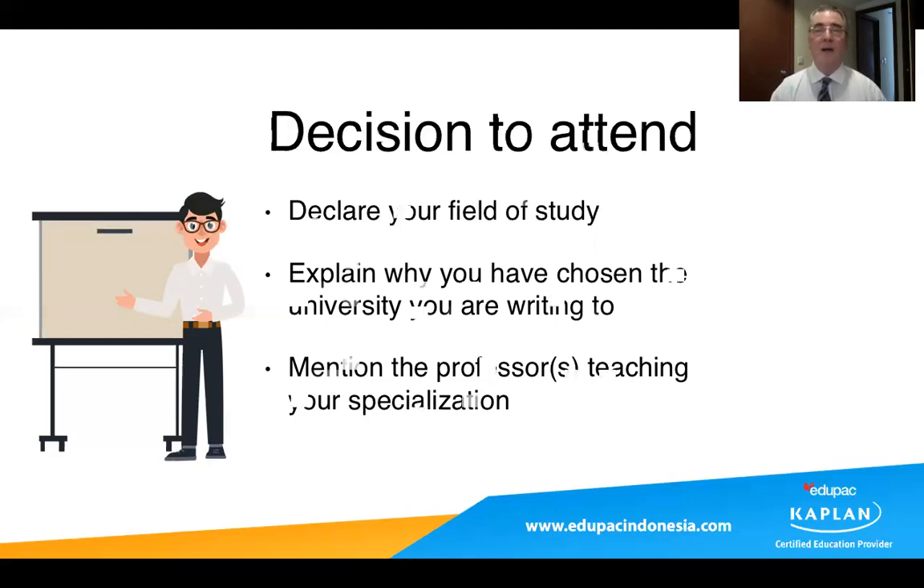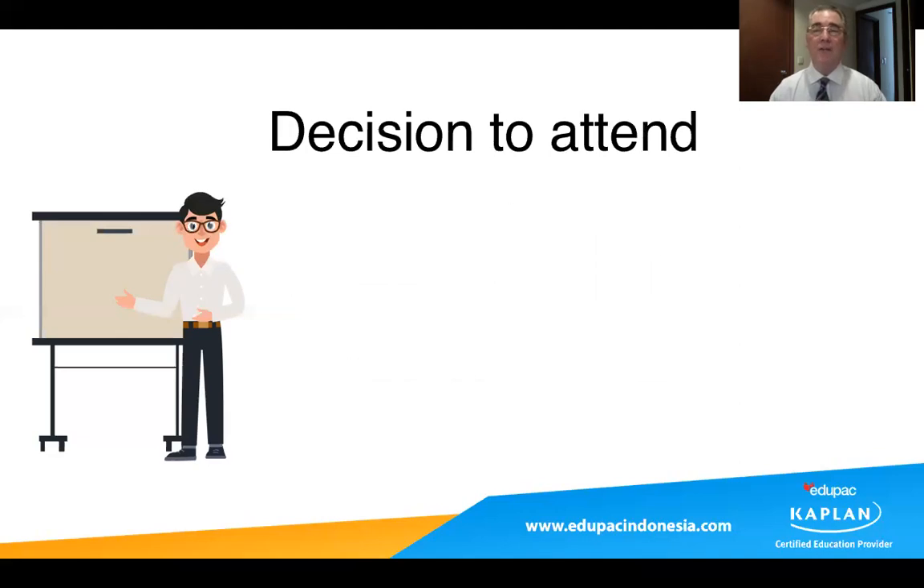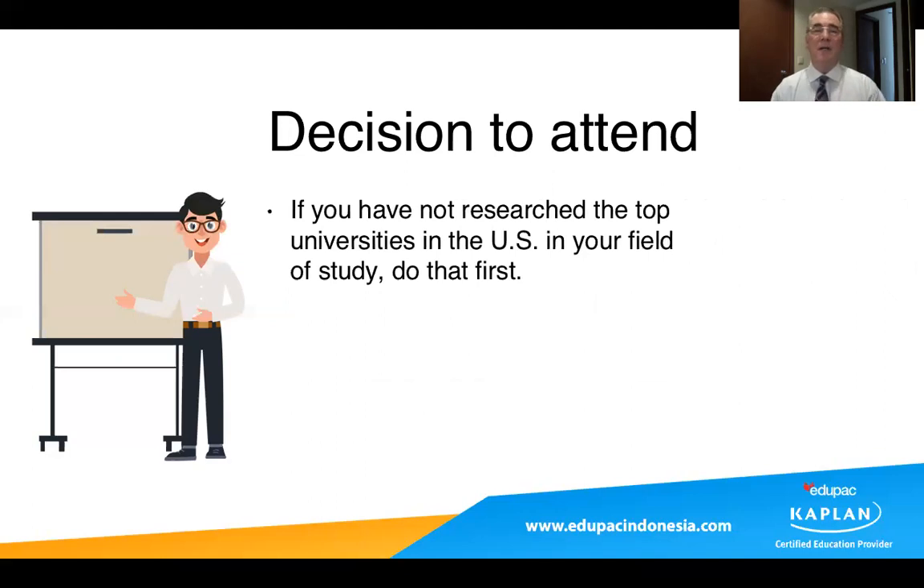Okay, let's move on. Other things to include in this part of your statement, which is going to be in the middle: if you have not researched the top universities in the US in your field of study, you need to do that first. You should have a clear idea about the types of schools overseas that are going to be a good match for you, a good fit. And the only way to determine what schools are going to be a good fit for you and which ones are not is, again, to do your homework, to do a little bit of research.